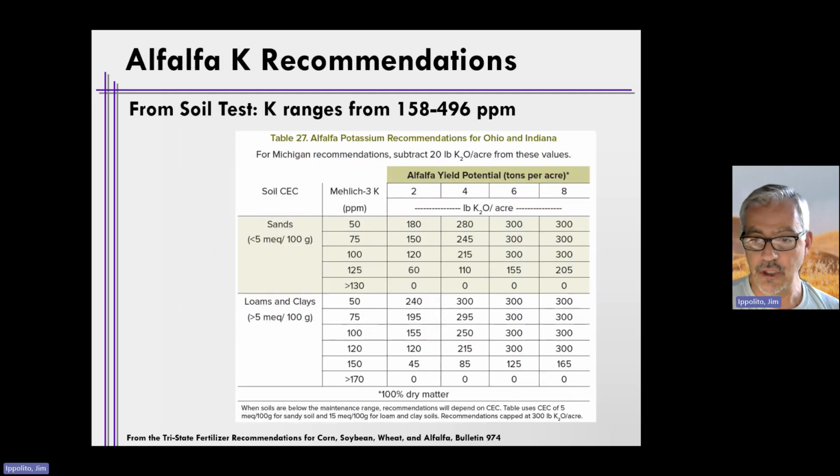The last slide I want to show you from the tri-state fertilizer recommendations is for alfalfa. And the same thing holds true for alfalfa. We hardly need any potassium for these soils with a low end range of 158 parts per million. And we probably need some potassium at those low ppm levels of potassium in the test for the finer texture soils.